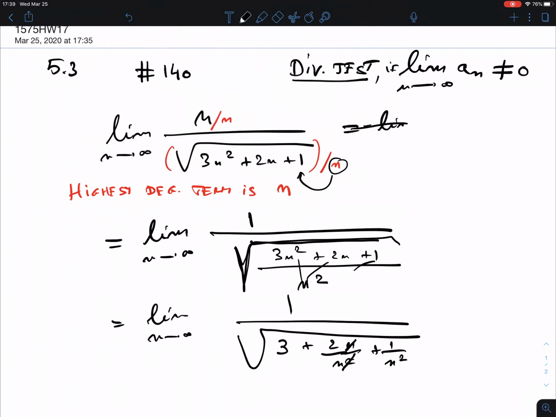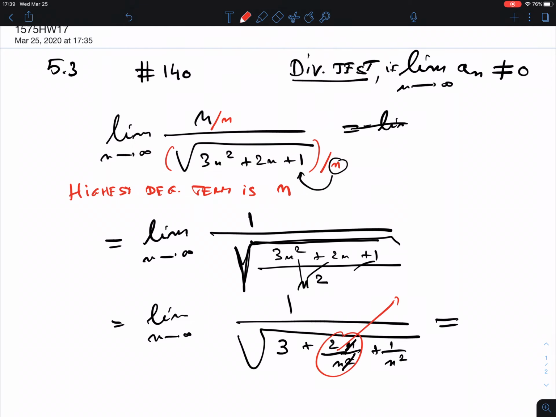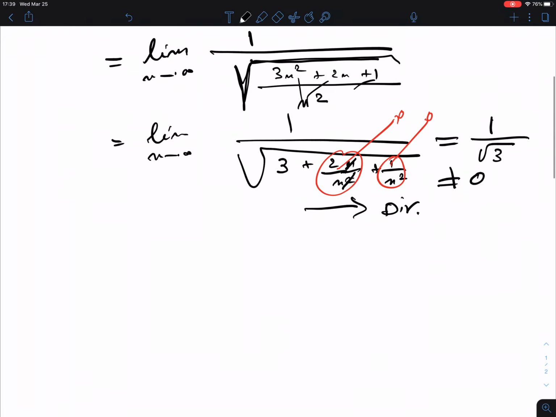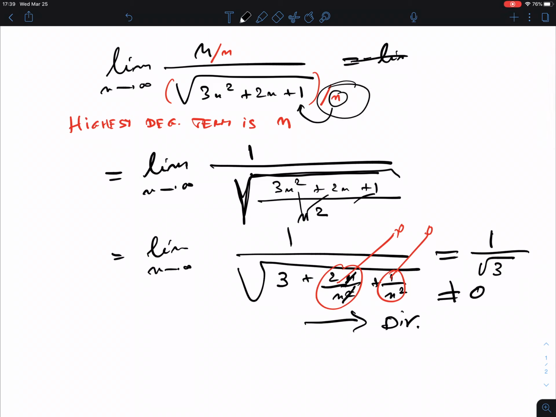Each time we have these reciprocals, they go to 0 when we plug in infinity. So in the end, our answer is 1 on top and radical 3 in the bottom. This is not 0, and therefore it is divergent. That's the divergence test. We're not going to use that test that much, but it is important to know how to calculate limits of these sequences, because we're going to do that a lot. This trick of dividing by the highest degree term is also something we're going to do next time, so it's a very important trick.